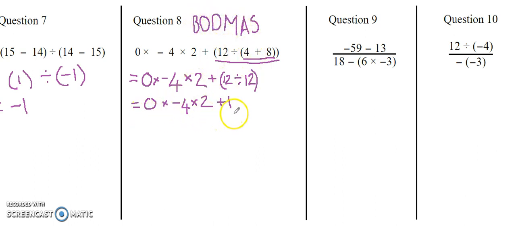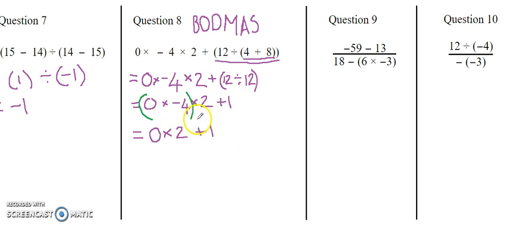Okay, now that we've done that, we need to look for division. Do we have any division? No, we don't. We need to look for multiplication. Now we've got a couple of multiplication things going on, so I'm going to start by just multiplying the first two values together. So 0 times negative 4 is going to be 0. Nice, isn't it? And then I write down the rest of the multiplication.